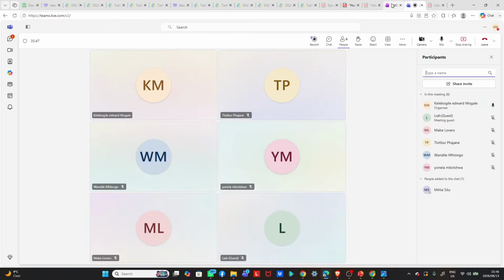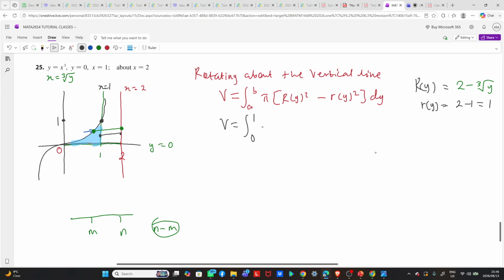Okay, great. Then you go ahead and plug them here and see that basically you have 2 minus y raised to the power 1/3, all raised to the power 2, then minus 1 squared, then dy. Obviously you need to do the things for this one, expand it, then find your volume. So that is how you're going to do it.